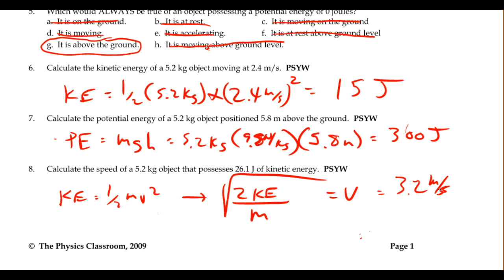Okay, so again, kinetic energy, energy of motion. We're talking mechanical forms of energy right now. Gravitational potential energy, energy of position. The higher you go from your 0, the more potential energy you're going to have. And we'll pick up with that in the next video.